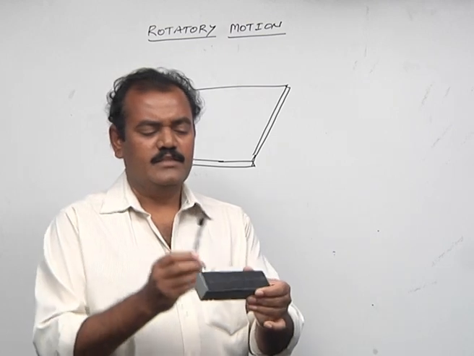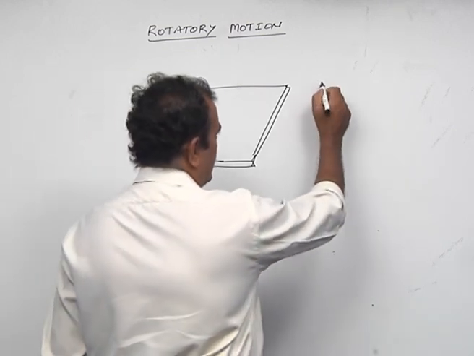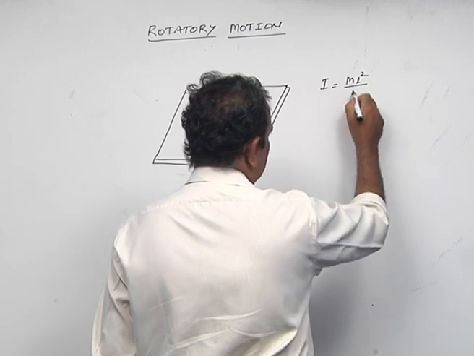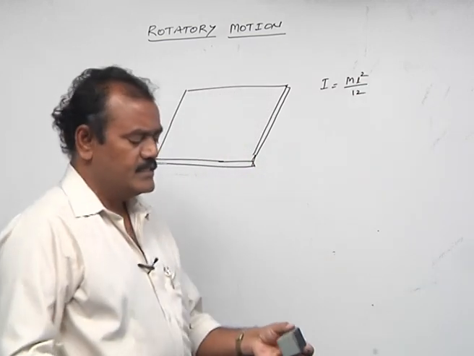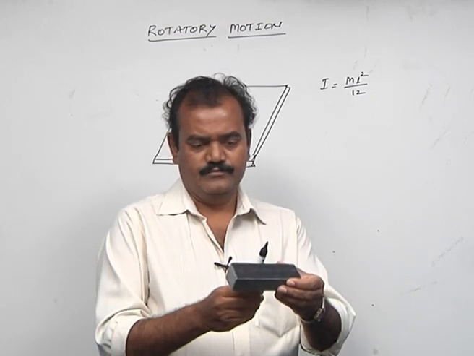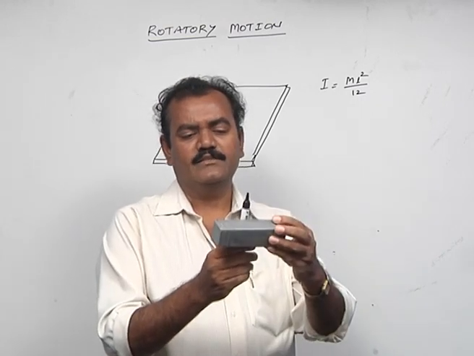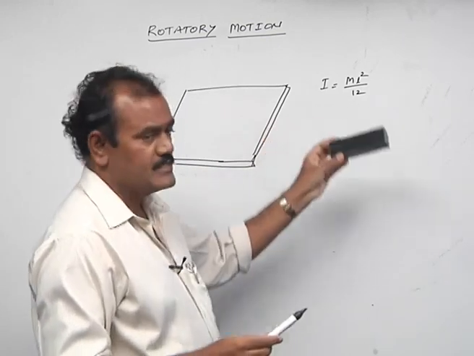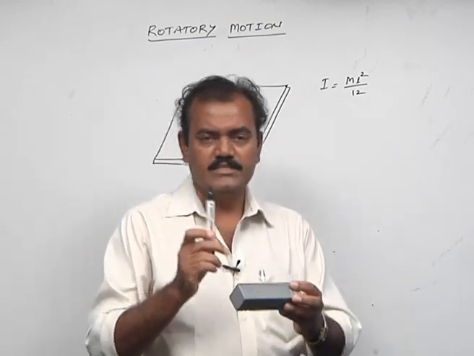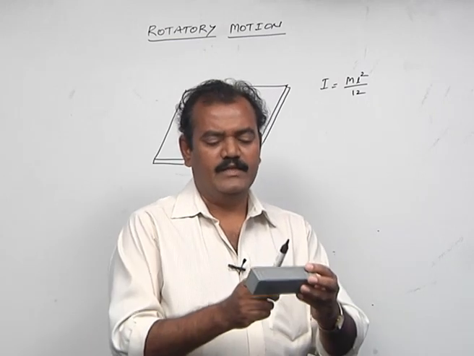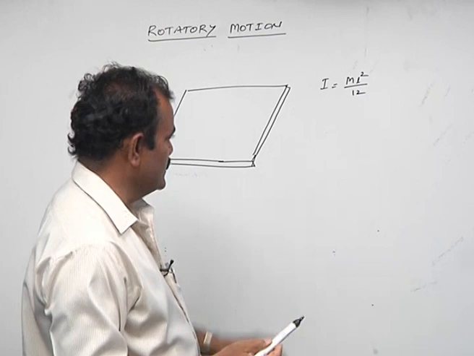That's why for that axis, it can be taken as I is equal to ML square by 12. ML square by 12 means the axis is perpendicular to the length. So that's why I is equal to ML square by 12 is taken. And this axis is passing through the center and perpendicular to the length of that lamina, that is ML square by 12.